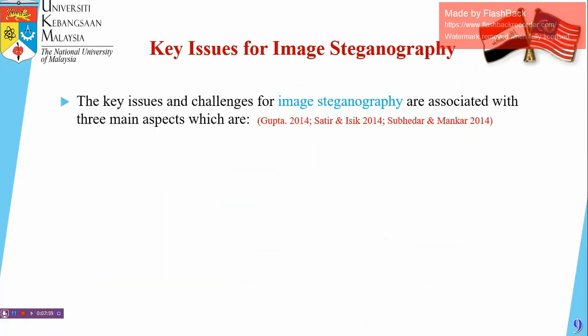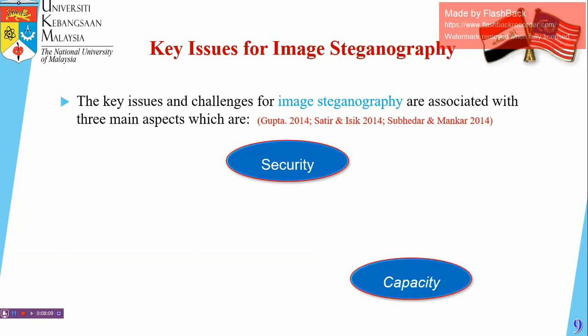Key issues for image steganography. As we see here, the important key issues: the first one is security, the second is capacity, and then robustness. The key issues and challenges for image steganography are especially associated with three main aspects, as we say, security, capacity, and robustness, as shown here with this citation.